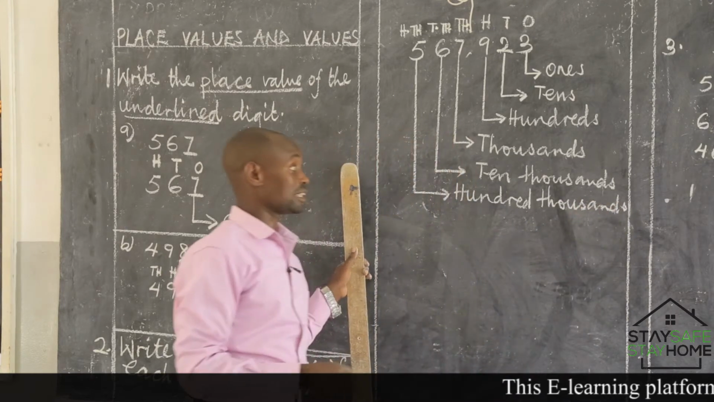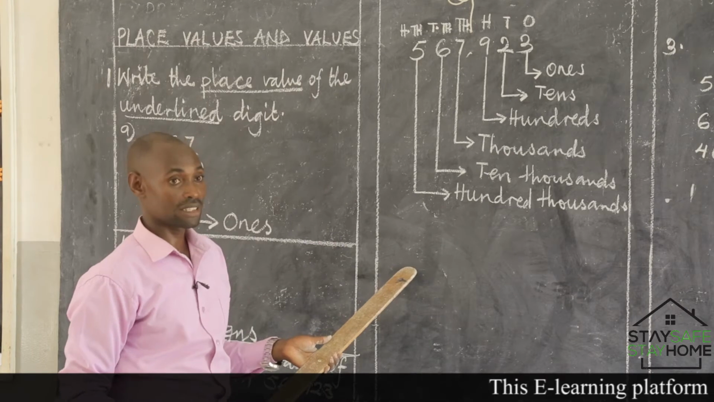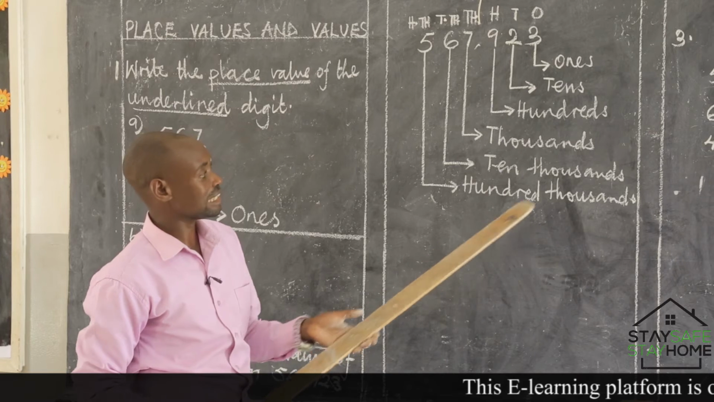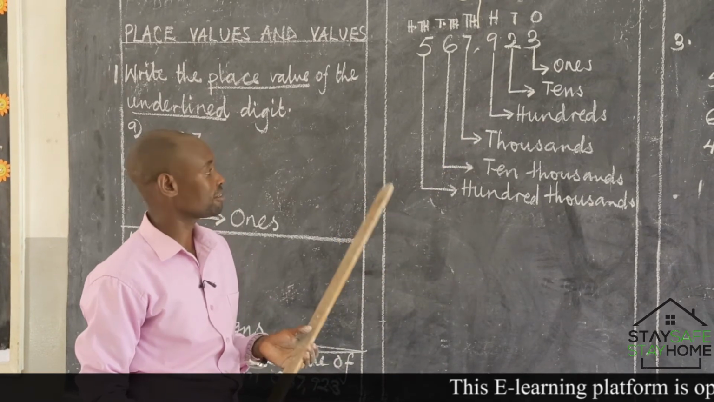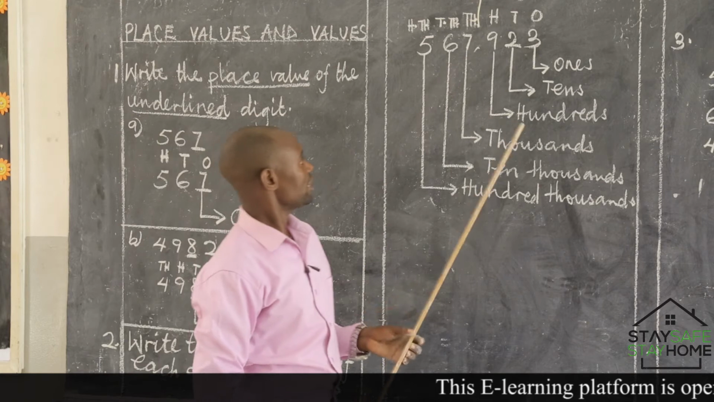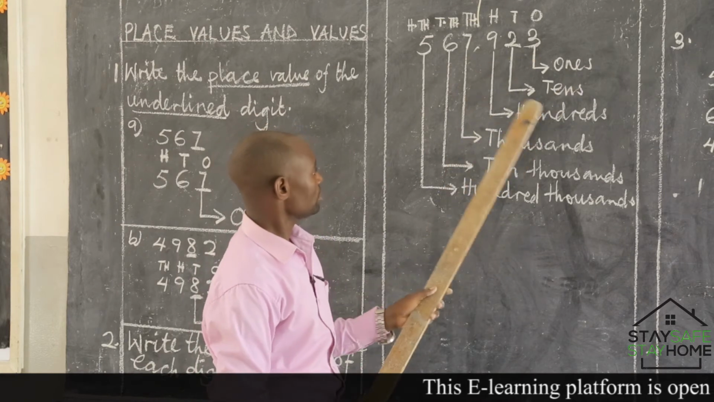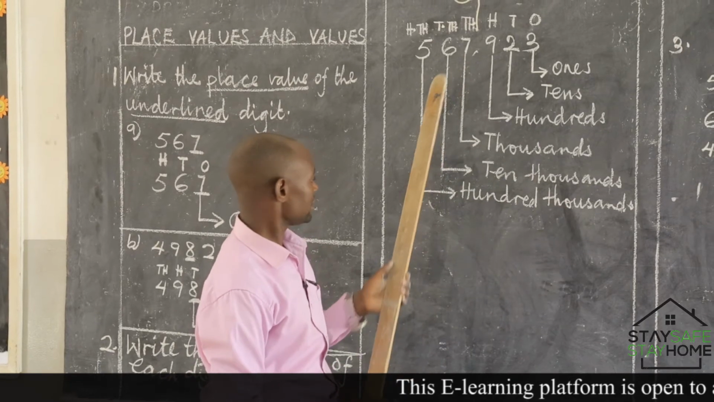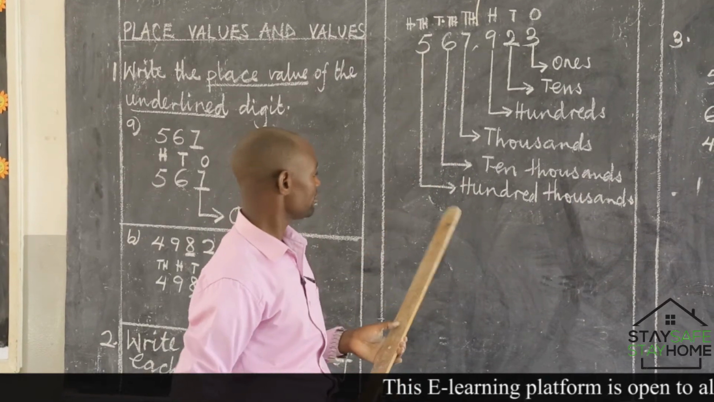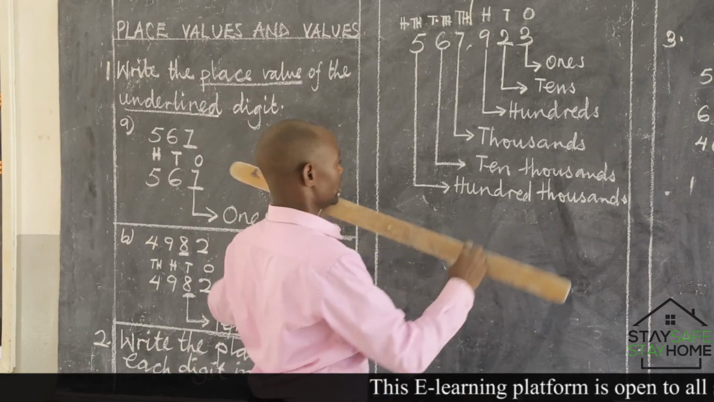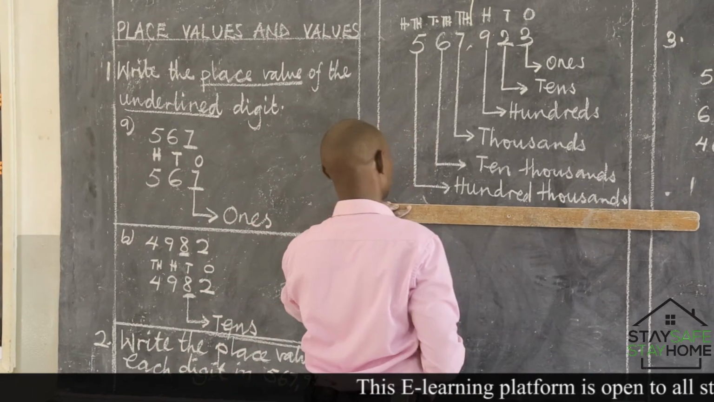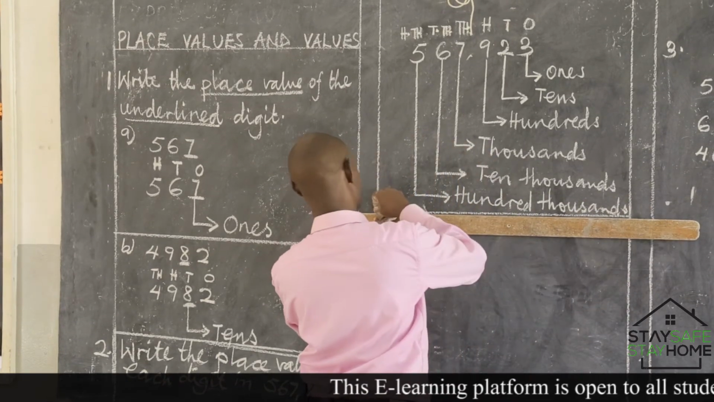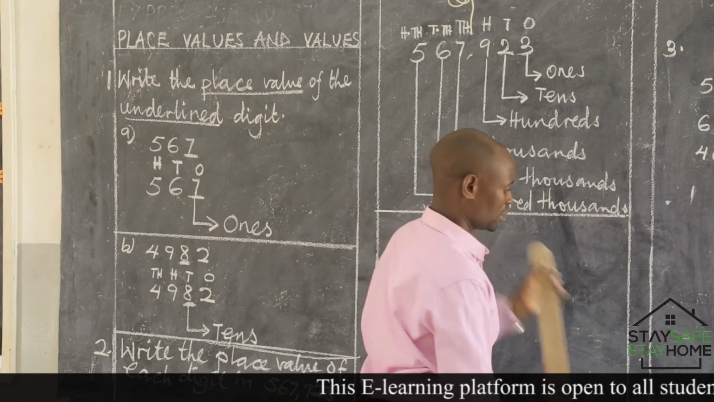If you are very keen, you can see that all place values end with S. So if you write a place value that does not end with S, just know that you have misspelled the word. So the place value of 3 is ones, 2 is tens, 9 is hundreds, 7 is thousands, 6 is 10,000s, 5 is 100,000s. So here I have written all the place values of the digits in the number which I have given you.